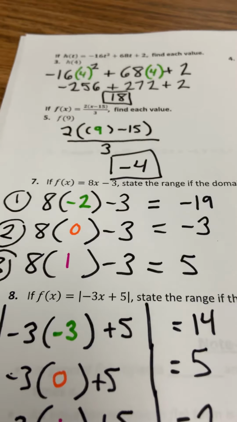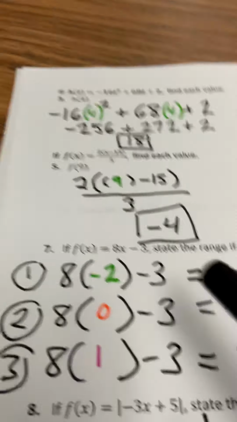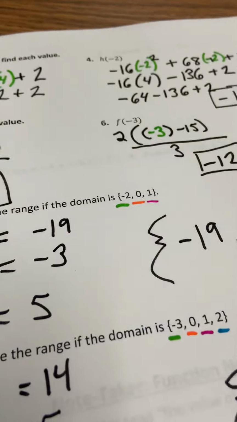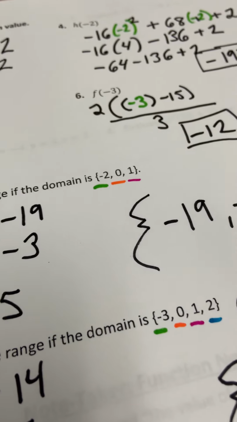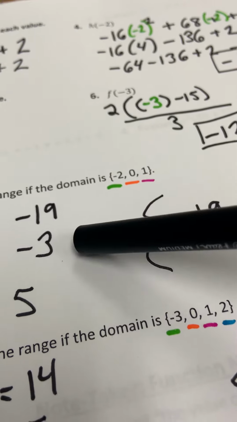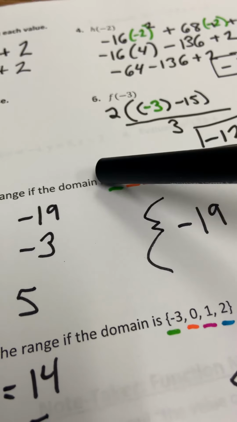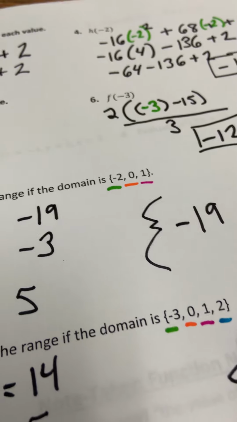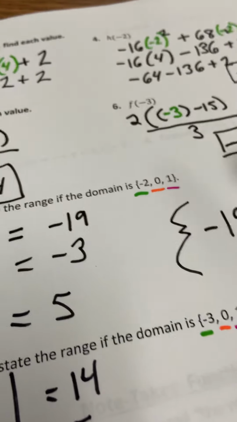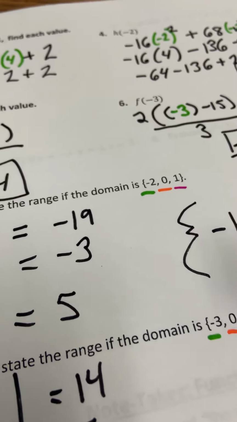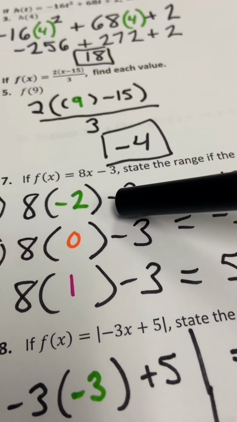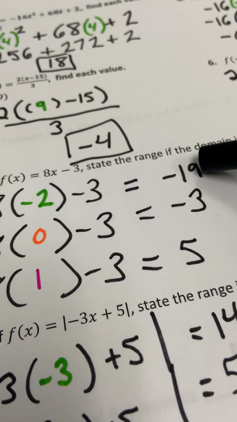You will get these. I know it seems like a lot, but for number 7, it tells you if f of x equals 8x minus 3, state the range if the domain is -2, 0, and 1. So for this one, you're actually going to have 3 separate equations you have to solve within one problem, because it gives you 3 different x values, because domain means x. Remember, domain is your x values. So I'm going to plug in each of those to the equation. So I have -2, so 8 times -2 minus 3. That gives me -19.